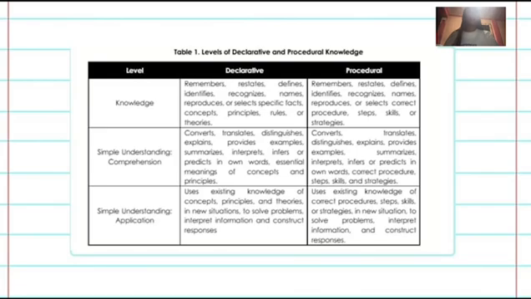So, next is the simple understanding or comprehension. So, ang sa level of declarative, converts, translates, distinguishes, summarizes, interprets, infers, or predicts. So, for the procedural level, this converts, translates, distinguishes, explains, provides examples, summarizes, interprets, or infers in own words, correct procedures, steps, skills, and strategies.